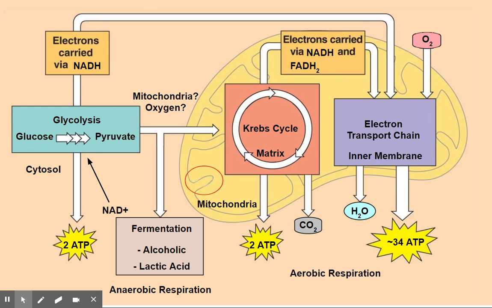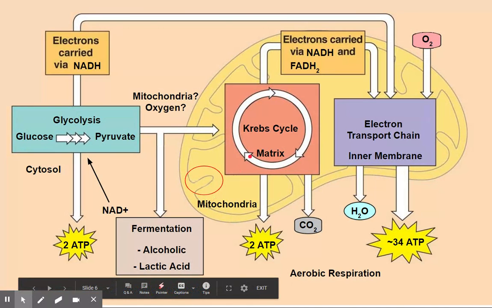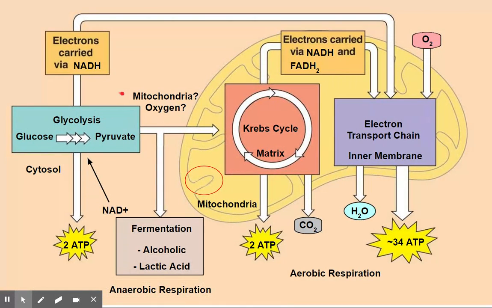All right, so in this video, what we're going to be talking about is the structure of the mitochondria. As we've talked about before, the mitochondria is necessary in order for aerobic respiration to take place. So aerobic respiration is when we have not only a mitochondria, but also oxygen available.